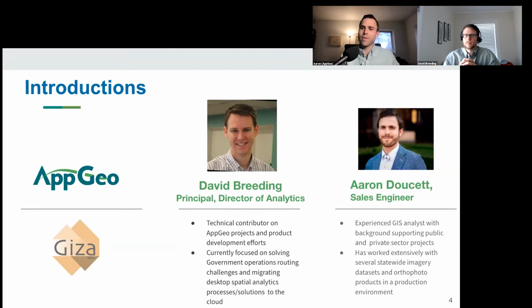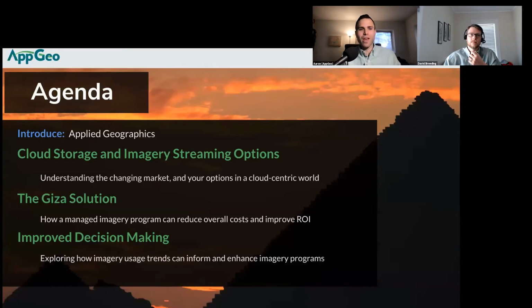I see our attendee numbers start ticking up here, so I'm excited to get this show on the road. I'm going to walk you through our agenda for today, starting with introducing Applied Geographics and what we're all about. And then I'm going to talk to you all about cloud storage and imagery streaming options, what is changing in the marketplace and how we see this world kind of evolving. And then David's going to talk a bit about the Giza solution that AppGeo has developed and how it can really improve your decision making when it comes to your imagery program and some of the other benefits we've seen in that area.